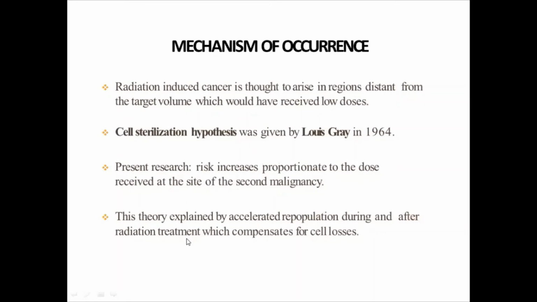So what is the mechanism of occurrence? Radiation-induced cancer is thought to arise in regions distant from the target volume, which would have received low doses. This is the cell sterilization hypothesis given by Louis Gray in 1964. The present research shows that the risk increases in proportion to the dose received at the site of the second malignancy. This theory is explained by accelerated repopulation during and after radiation therapy, which compensates for cell losses.